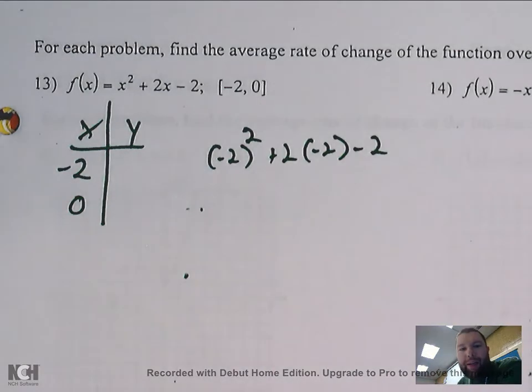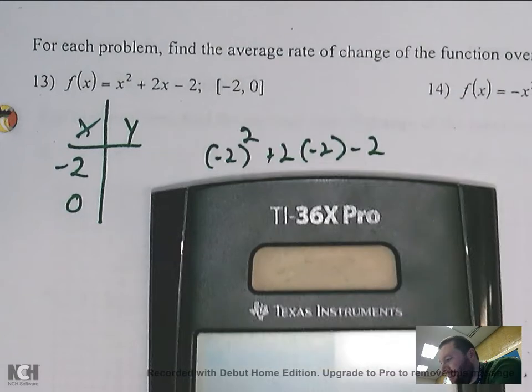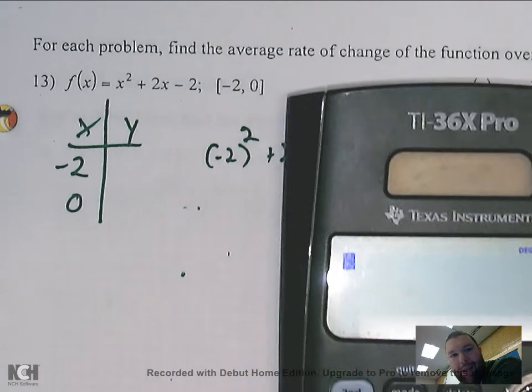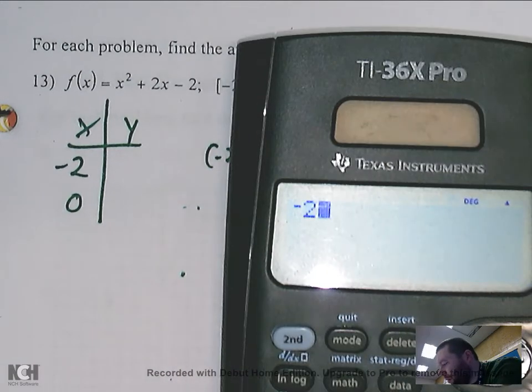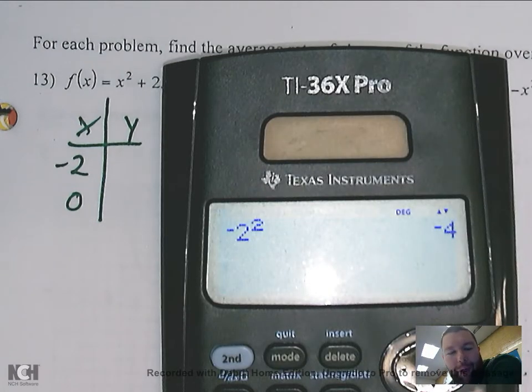Now, here's the key piece of information that you guys are going to need to do this unit. And I'm sure you have figured this out if you have done the rest of the problems in this unit. But if I plug in -2 and squared in my calculator, it tells me it's -4. And that is wrong.